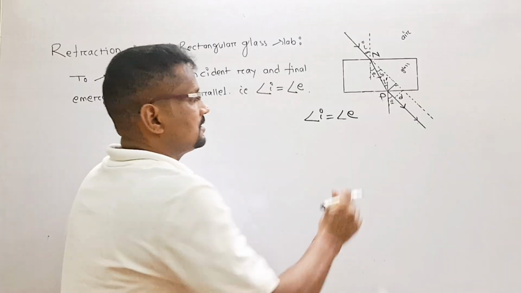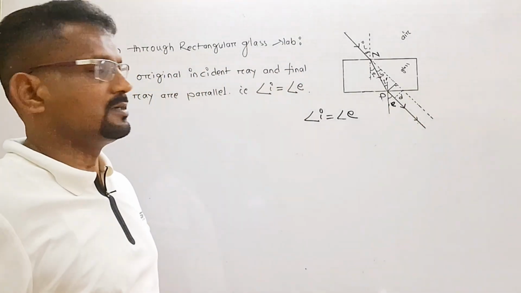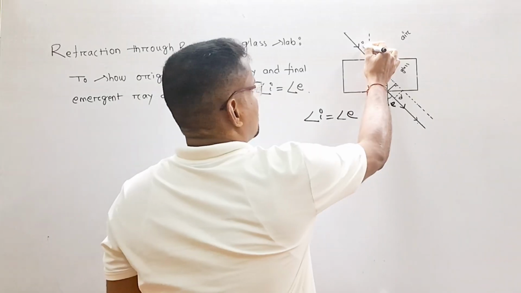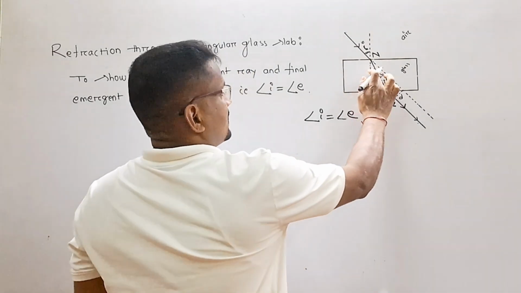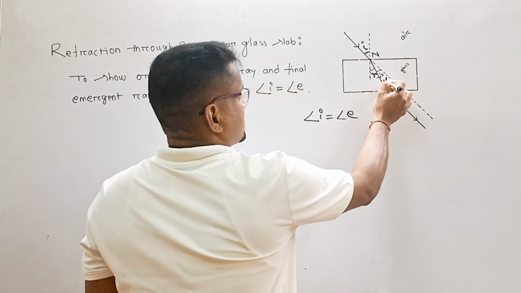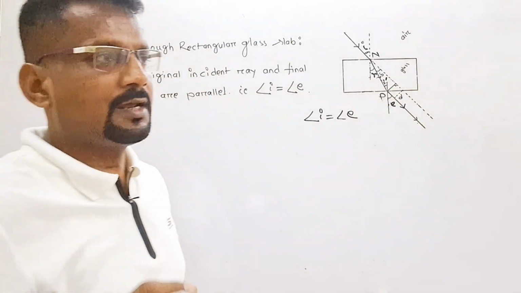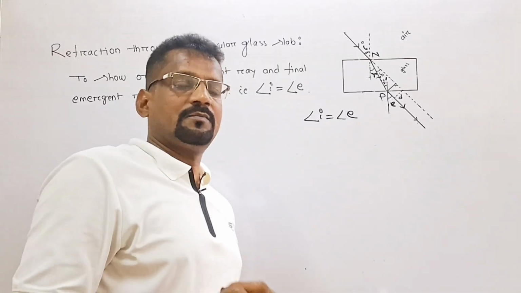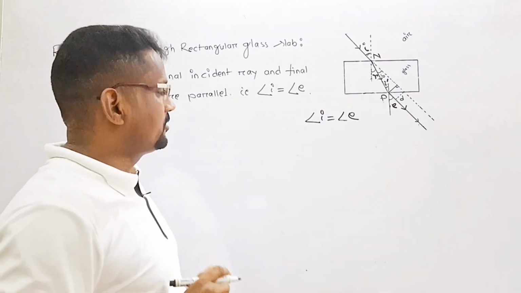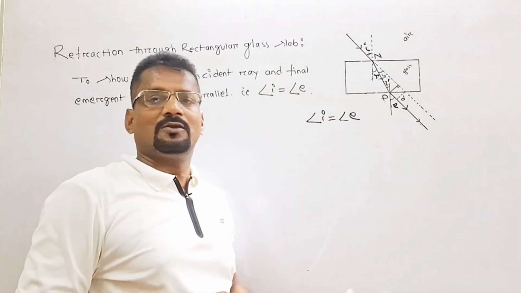Now, as you know, this is your angle of emergence. This is your angle of incidence. And this is angle of refraction R. And this is I dash, we have written angle of incidence for glass and air media, for that pair. And we are going to see angle of incidence is exactly equal to angle of emergence.